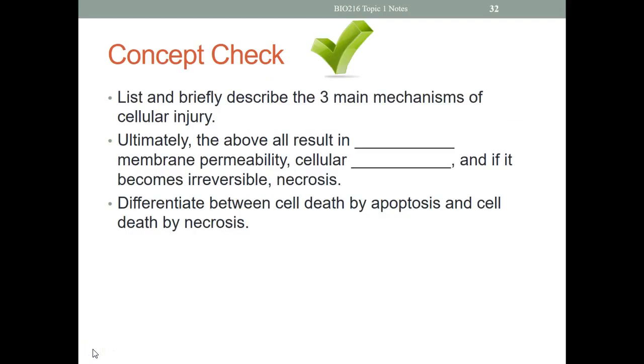Okay, concept check. List and briefly describe the three main mechanisms of cellular injury. Remember the three main mechanisms were hypoxia-induced cellular injury, free radical, and increased intracellular calcium. Ultimately, all three of them result in an increase in membrane permeability, cellular swelling, and if it becomes irreversible, necrosis. You should also be able to differentiate between cell death by apoptosis and cell death by necrosis.